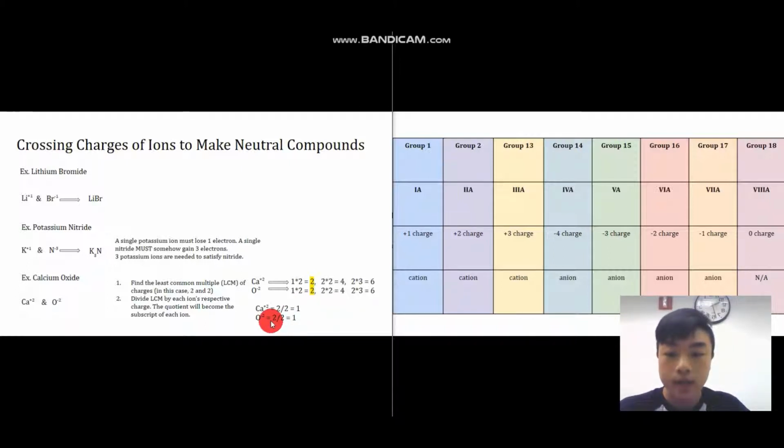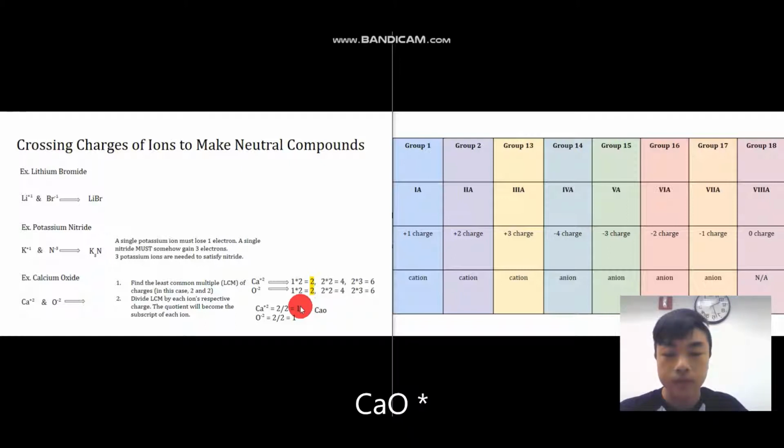Same with oxide. Oxide had the least common multiple, or the LCM, of 2, but since it has a 2 charge, we're going to divide it by 2 as well. And whenever we're dividing, we're going to be finding the absolute values of each charge, meaning that it's all going to be positive, it's not going to be negative, or else it's going to mess up our numbers, because obviously if we did 2 divided by -2, then it would be -1, and we can't have a -1 subscript, right? So the formula is just going to be CaO.